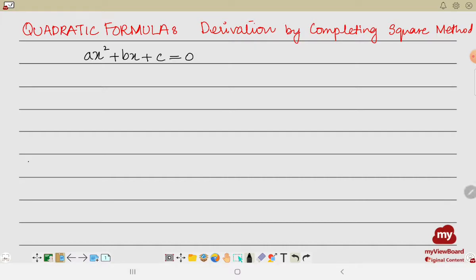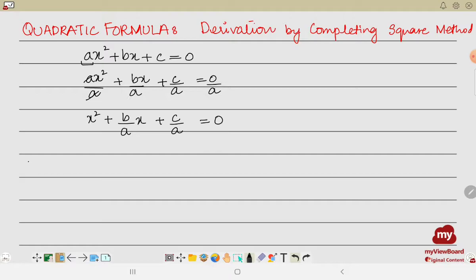So first of all, step 1 is that we are going to make the coefficient of x square as 1. So we'll divide the whole equation by a. The a will get cancelled, so we are left with x square plus b over a x plus c over a. This is equal to 0.